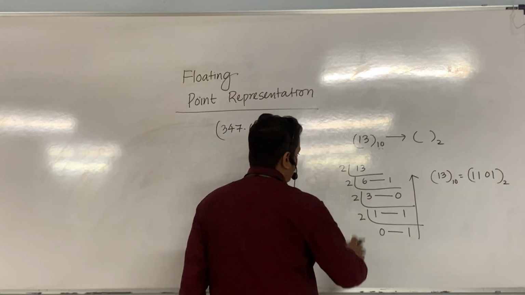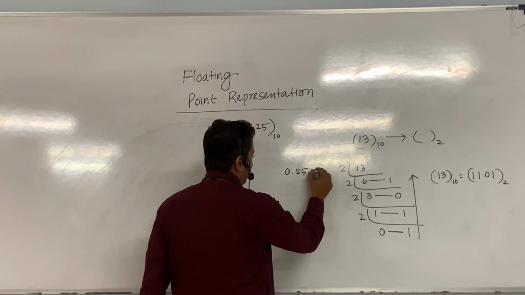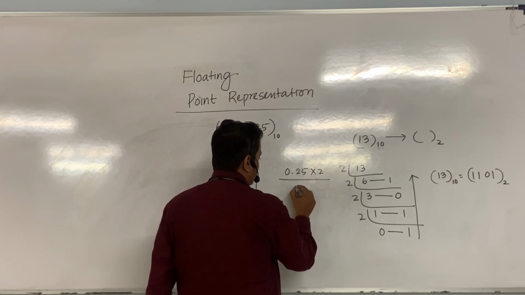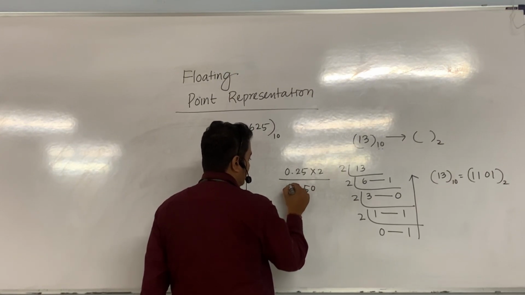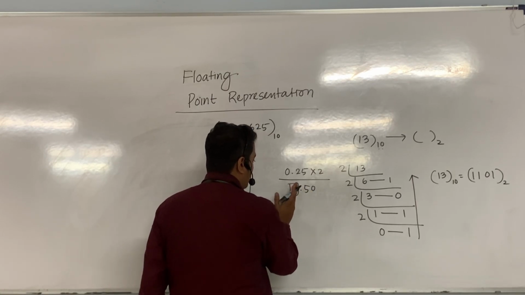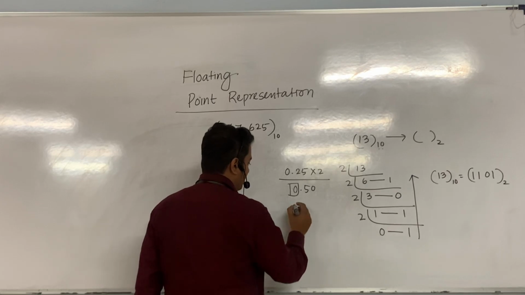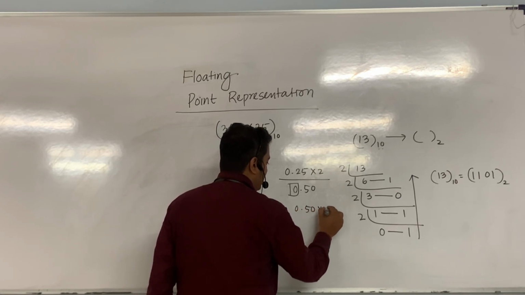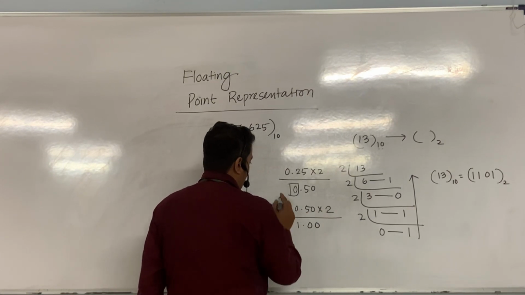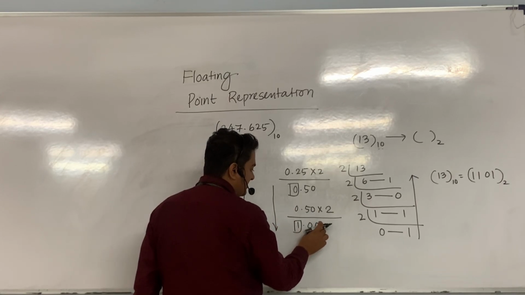Similarly, for a fractional value, I can represent it like this. Suppose I am writing 0.25, then I multiply by 2. What am I getting? 0.50. You just concentrate on the value which is before the decimal point. That is 0. Then remove this and keep only the fractional part. So 0.50 multiplied again by 2, I am getting 1.00.